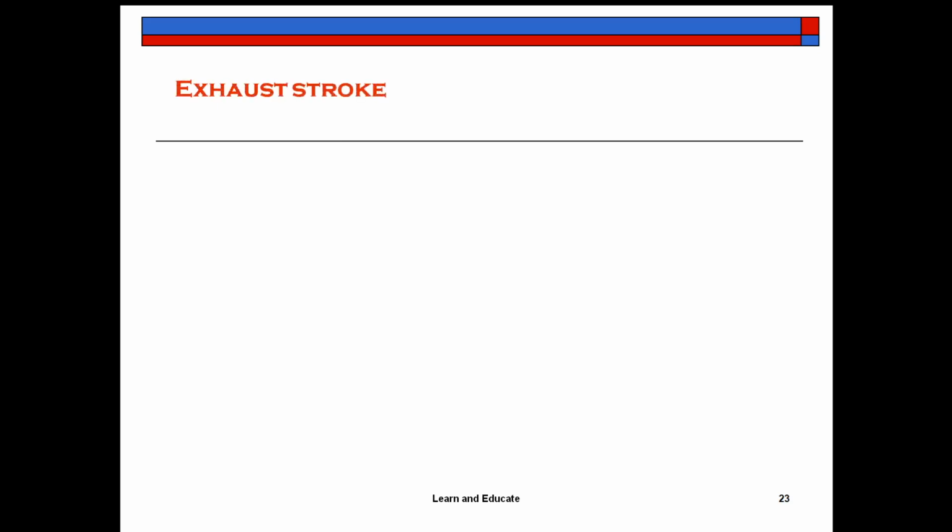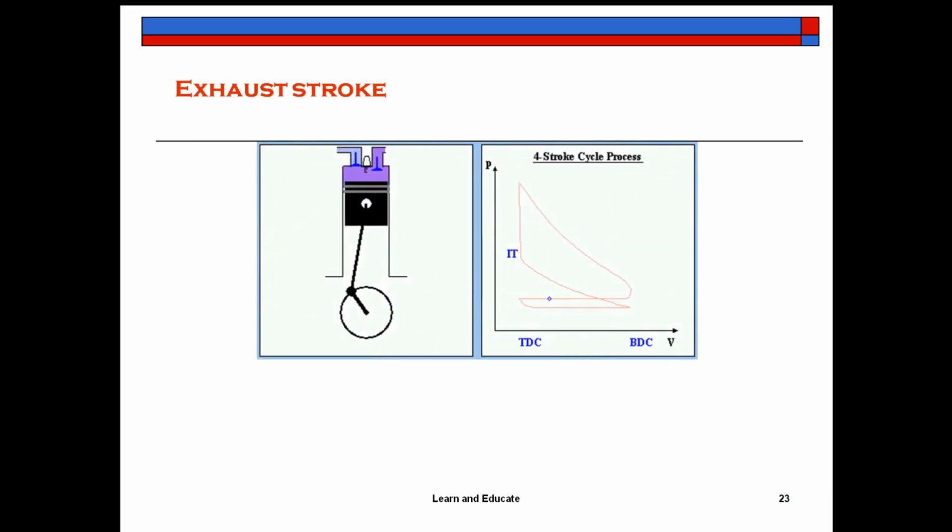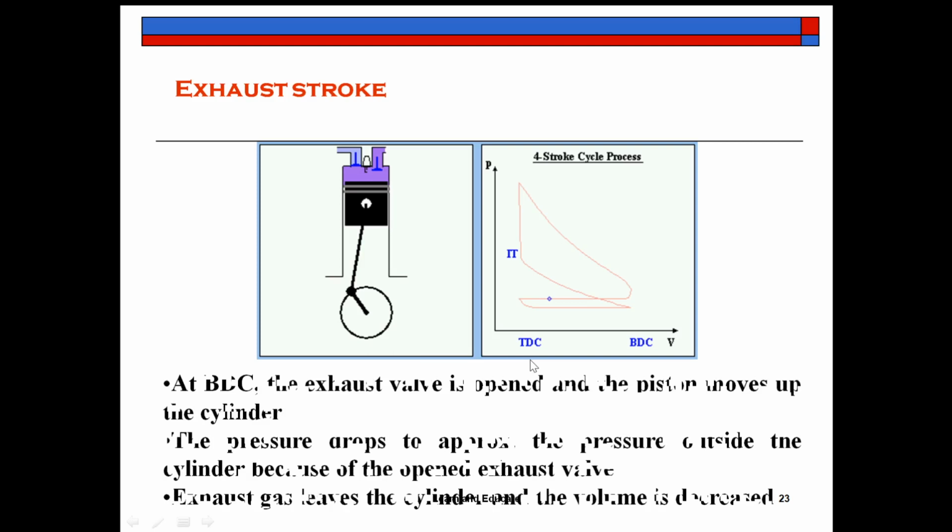And the final stroke is exhaust stroke. That is the fourth stroke in a spark ignition engine. The exhaust valve is opened. The piston moves from bottom dead center to top dead center. You can see here this line. It is taking place at constant pressure. Okay. And the volume changes from maximum volume to minimum volume.